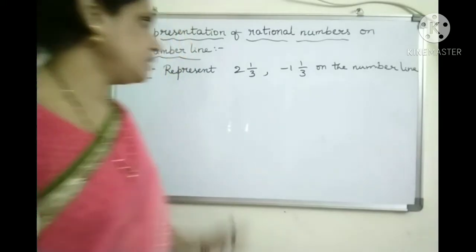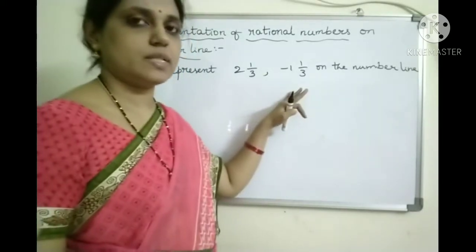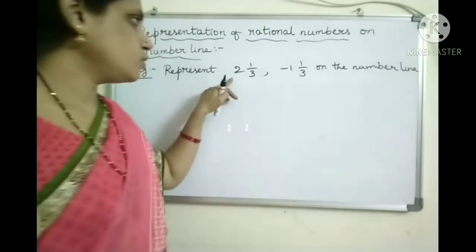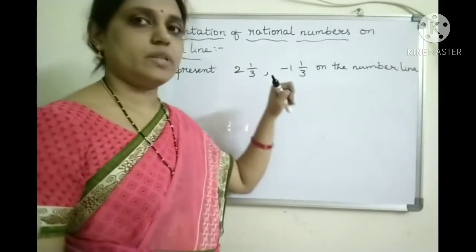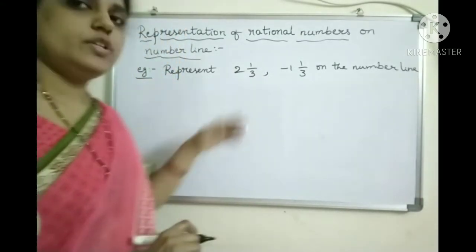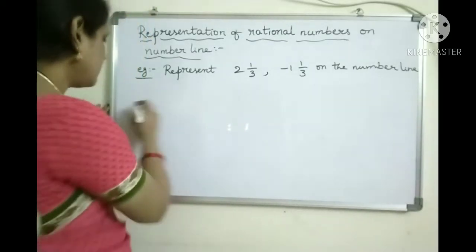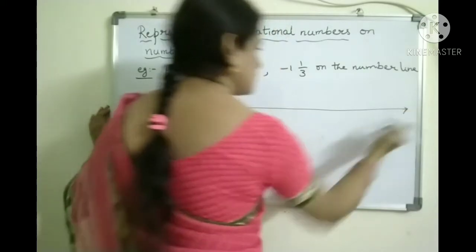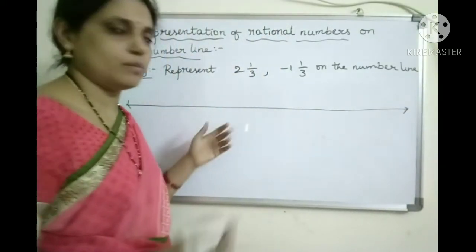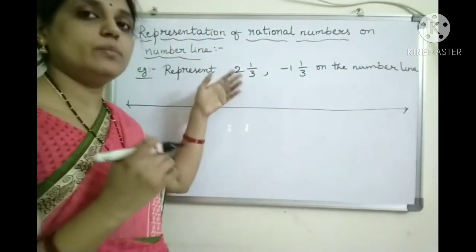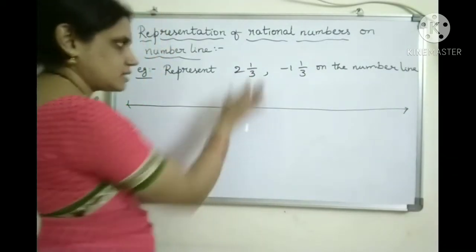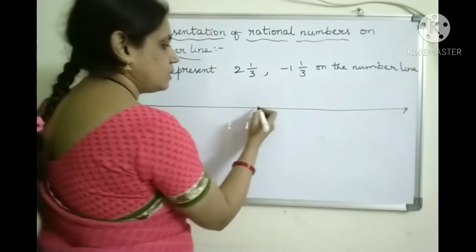Now one more example. These are mixed rational numbers. Just like mixed fractions, even here we can write them. So 2 1 by 3 and minus 1 1 by 3 you have to represent on the number line. We can do it in two ways. As it is, that means the mixed rational numbers just as they are given, we can represent them that way. Otherwise you can convert them into improper and then represent on the number line. So first I want to do it as they are given.